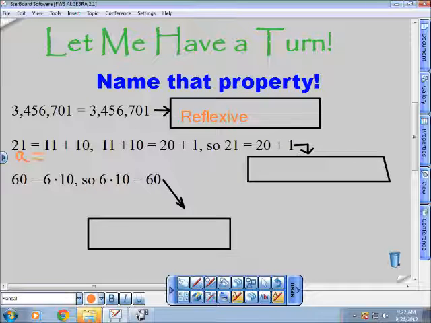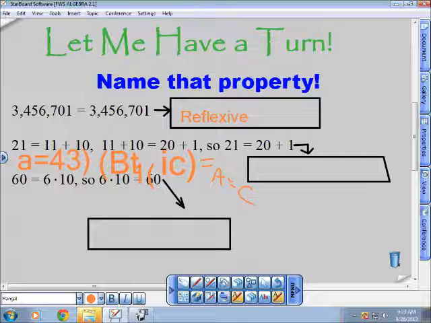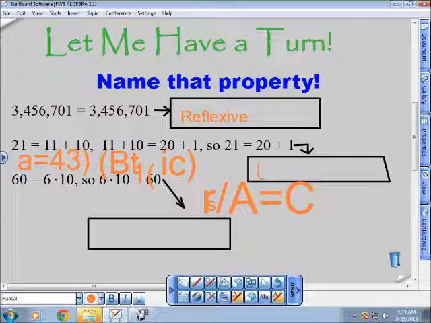Notice that A equals B, 11 plus 10 is just a B. Notice the same B is equal to C, so therefore A equals C, okay? That's all that is. You're putting numbers in for it. And what did we call that again? Transitive.